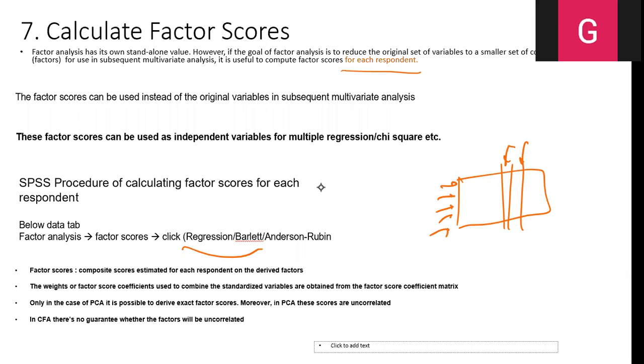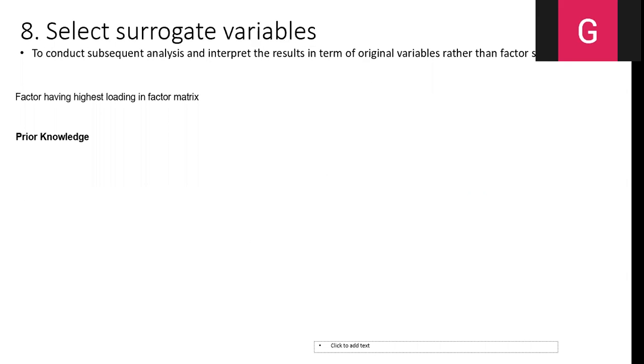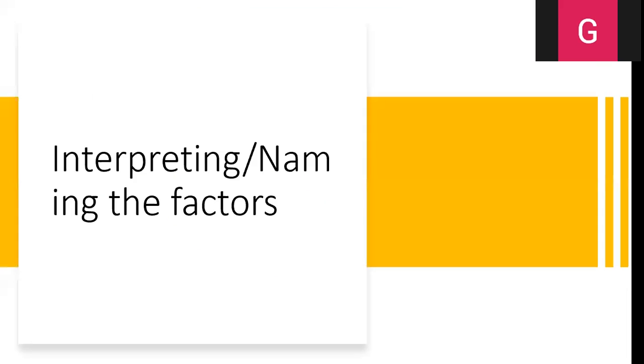Then you can run your analysis on these factor scores if you are going for subsequent analysis like multiple regression or discriminant analysis. So this is the factor score, but it is calculated for each respondent. Remember this. After computing these factor scores, you can also select surrogate variables. For example, in this component matrix, like I showed you, attitude had the highest loading, or I think it was for attitude. If the difference is very high, for a factor, let me show you this.